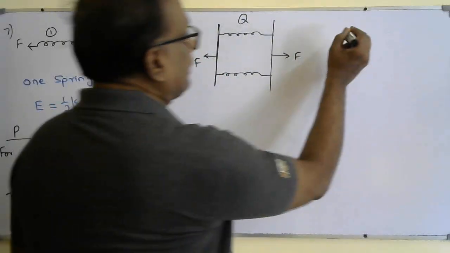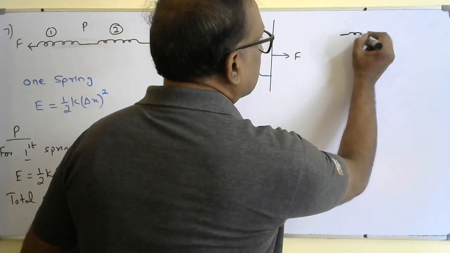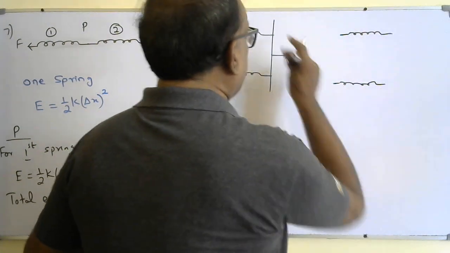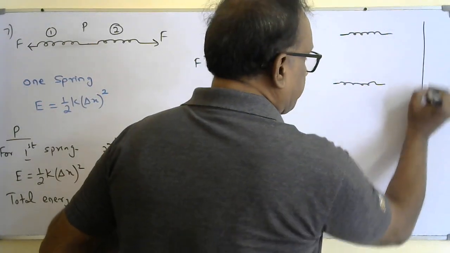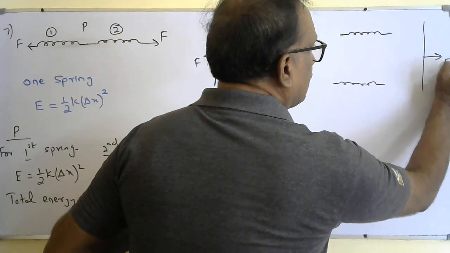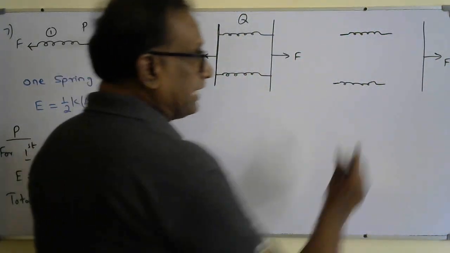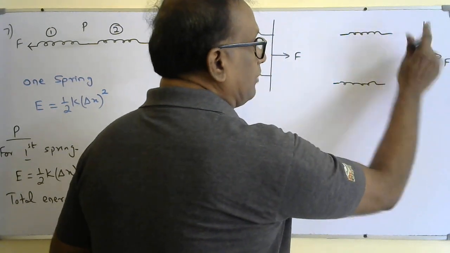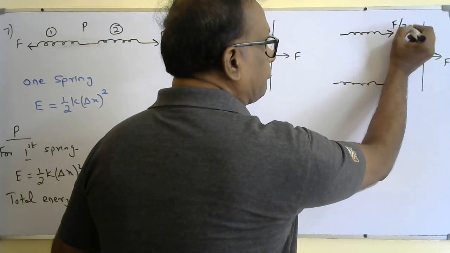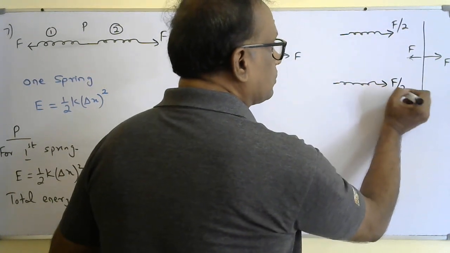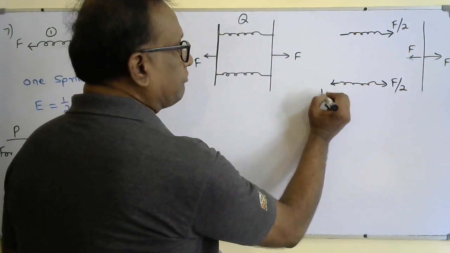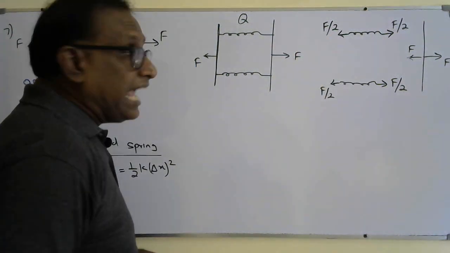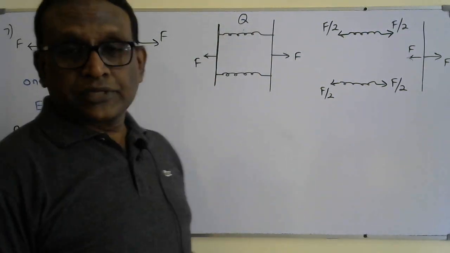If I draw this spring Q like this, and the second spring also like this, and this rod here, F, for the equilibrium of this rod, it should have a force in this direction, F. So this F will be equally divided, F by 2 here, F by 2 here. So the tension on each spring will be F by 2 in diagram Q.